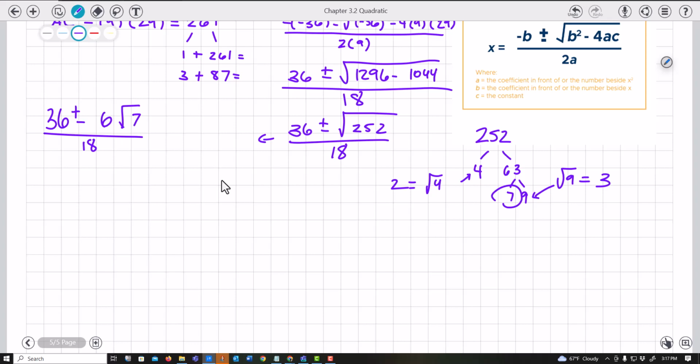So 18 goes into 36 2 times. This would become what, 1/3 square root of 7? And you can write it a little nicer, 2 minus the square root of 7 over 3, or 2 plus the square root of 7 over 3, because those are being multiplied.